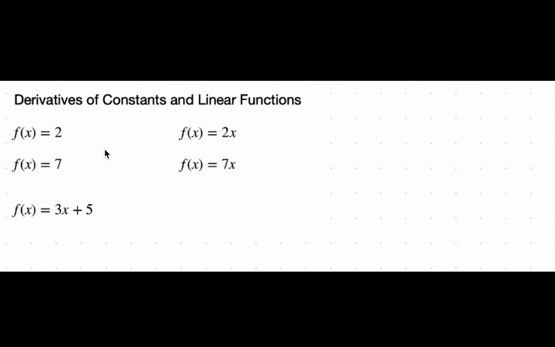So the derivative of a constant is going to be 0. So that means the derivative of the function f of x equals 2 is going to be 0. So we can write f prime of x of 2 is 0. Like I said, the derivative of a constant, which is just a number, is always 0. So that means the derivative of the function 7 is also going to be 0.